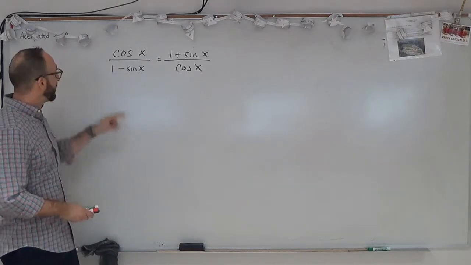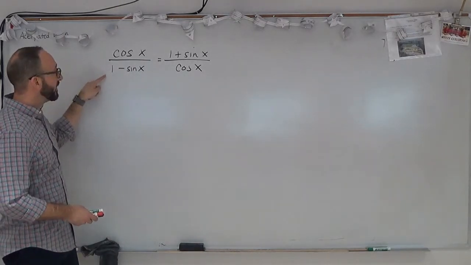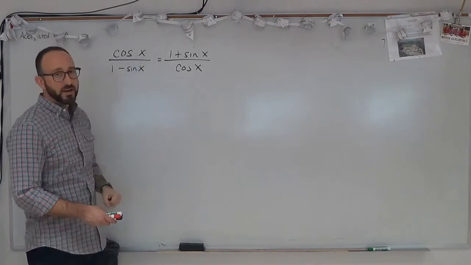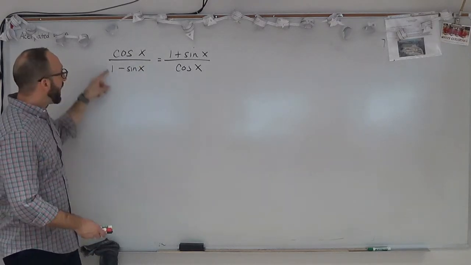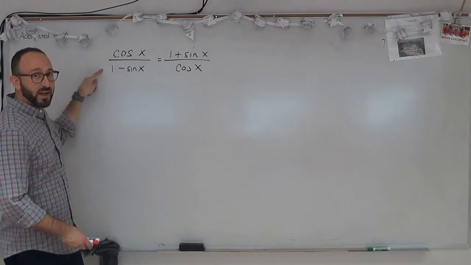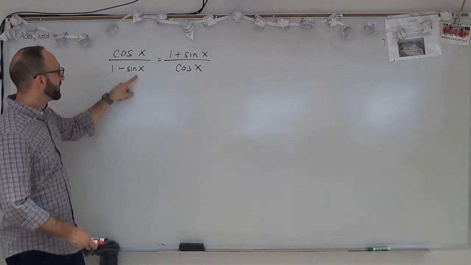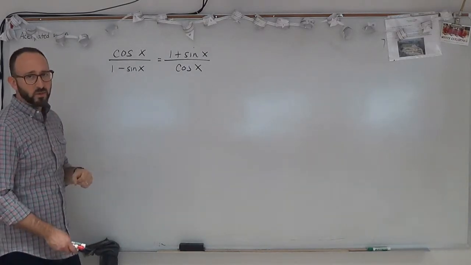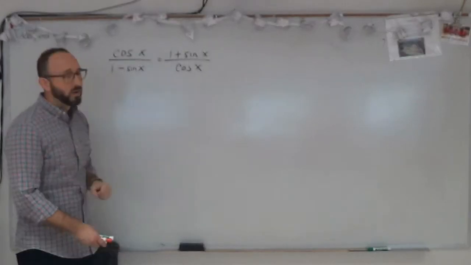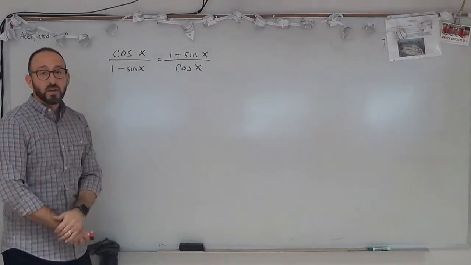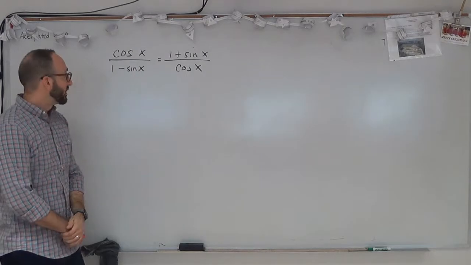In this case, we want to verify that cosine x over 1 minus sine x equals 1 plus sine x over cosine x. I'm going to work on the left-hand side because having two terms in the denominator tends to be a little bit more difficult to deal with than if we just have one term in the denominator of a fraction.